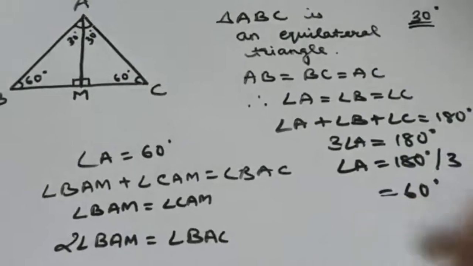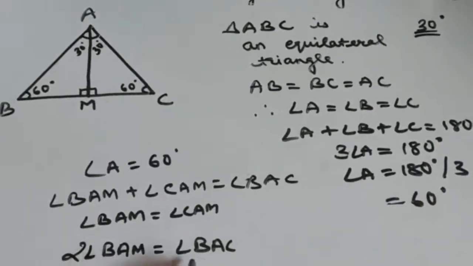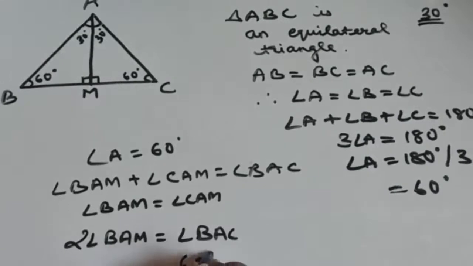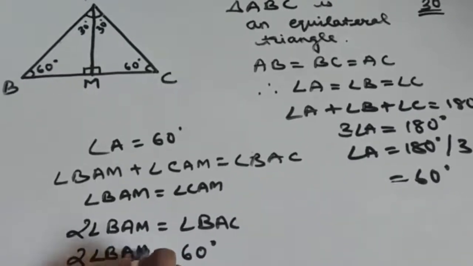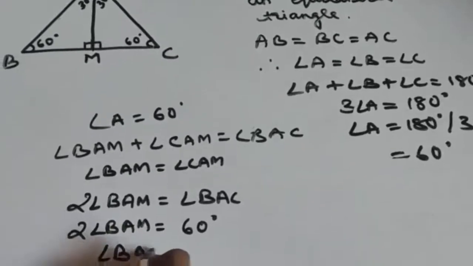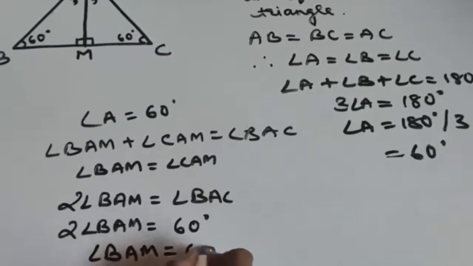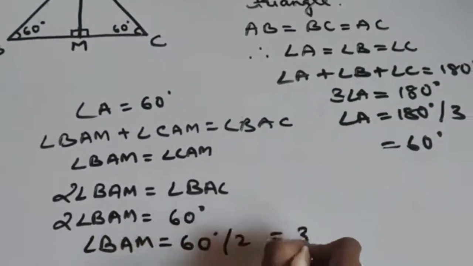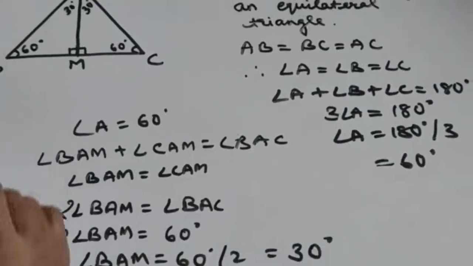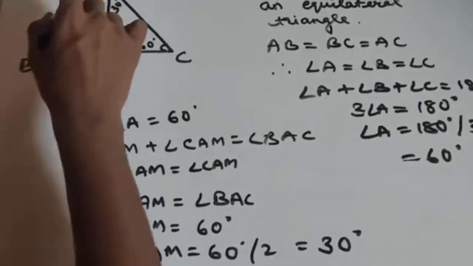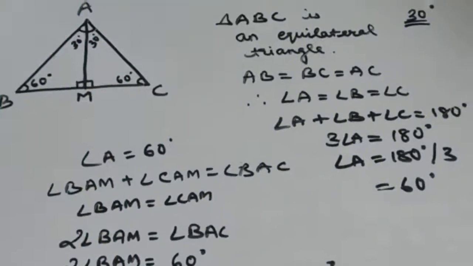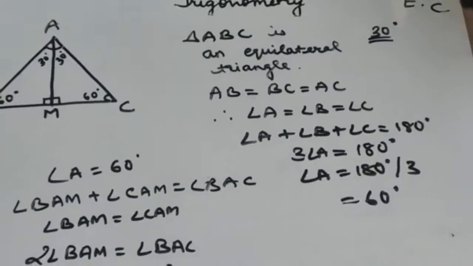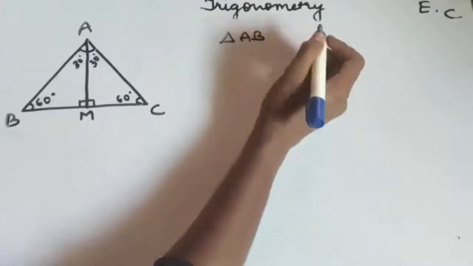Okay, so since angle BAC is 60 degree, angle BAM is equal to 60 degree upon 2, which is equal to 30 degree. That is why we have written BAM and CAM, both these angles as 30 degree each. So understood?